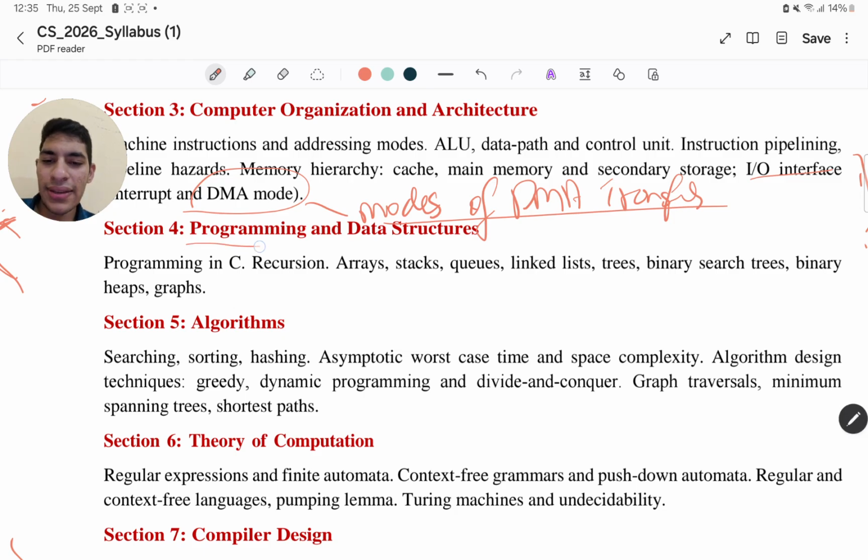Then you have the programming and data structure questions. You might be given programs in C. Many of you might be very confident in this section, because many of you know C very well, so you can do these sorts of questions very easily. I'm also very fond of these sorts of questions, because they give very interesting output questions.